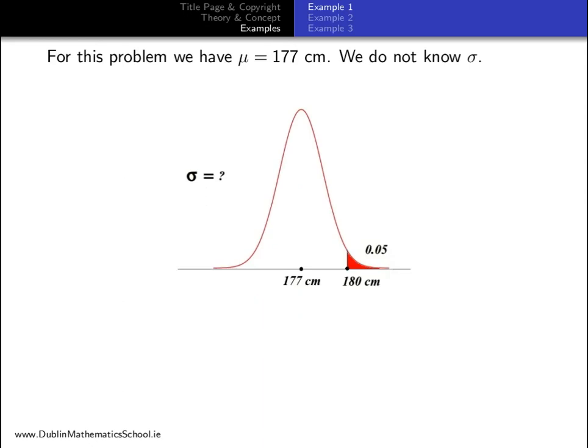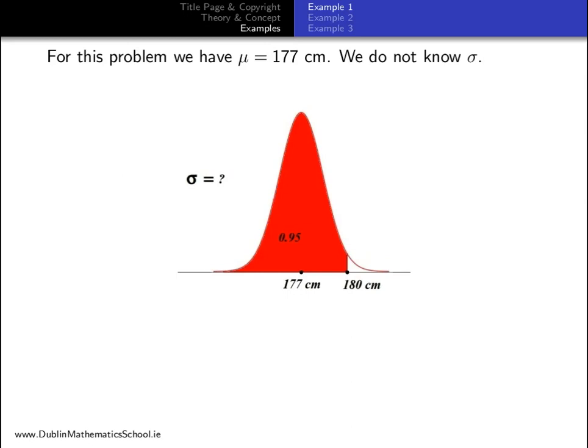This graph represents what we have. The center is the mean, which is 177 centimeters. Standard deviation is unknown, and the area to the right of 180 centimeters is 0.05, because only 5% of men are taller than 180 centimeters. This is equivalent to saying 95% of men are less than 180 centimeters.